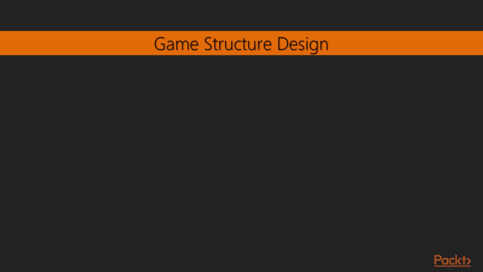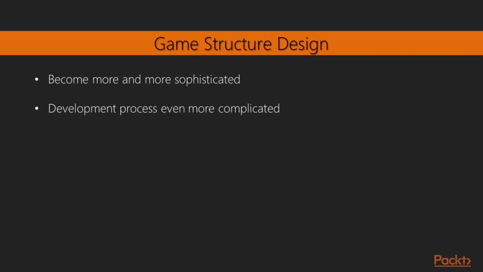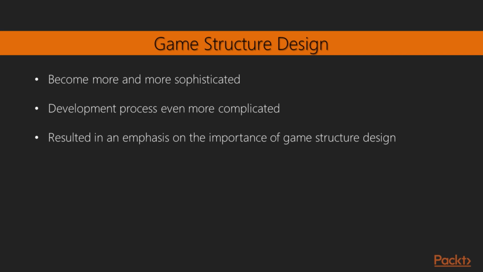Video games have evolved over the past decades to become more and more sophisticated in both their storytelling techniques and gameplay mechanics. This in turn has made the game development process even more complicated, as game programmers are no longer the ones who also design the game mechanics or decide the storyline. Therefore, game developers had to find a way to streamline the development workflow so that both the designers and programmers could communicate more closely to make sure that there is no conflict between the game design and the technical implementation during the production stage. This resulted in an emphasis on the importance of game structure design during the pre-production stage.